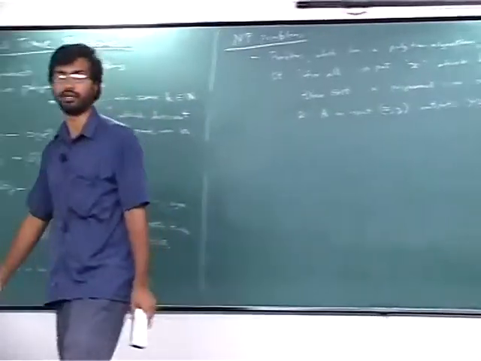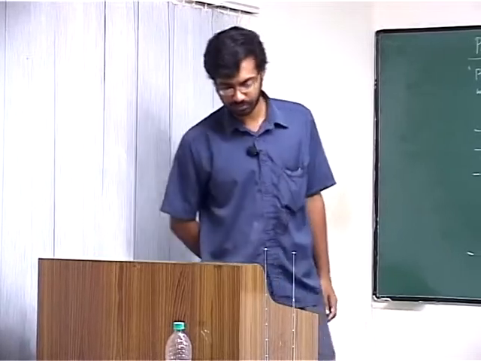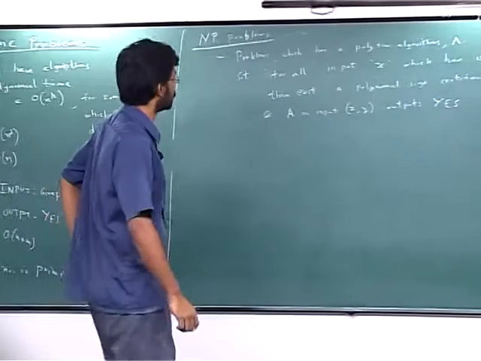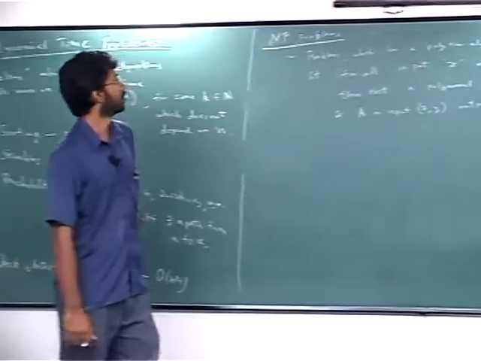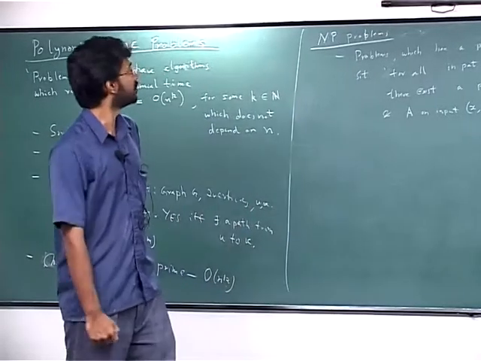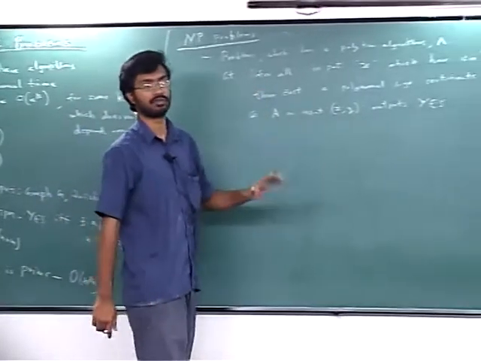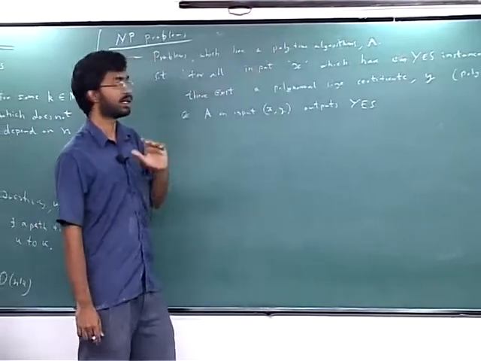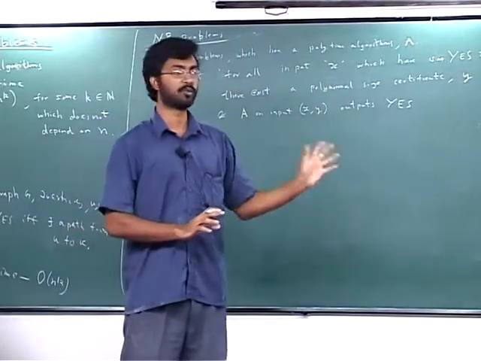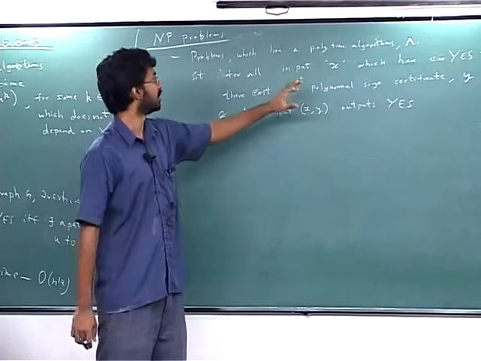Okay, so we'll parse through this definition. So what does this say? This says that NP consists of all problems which have a polynomial time algorithm A, first of all. And that polynomial time algorithm doesn't output yes or no directly, but it does something else.